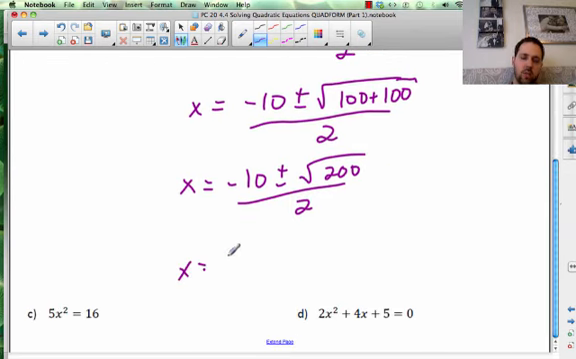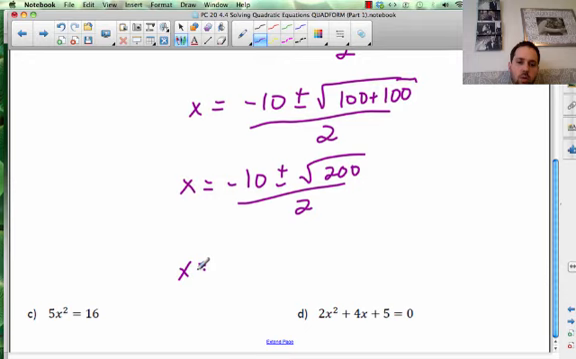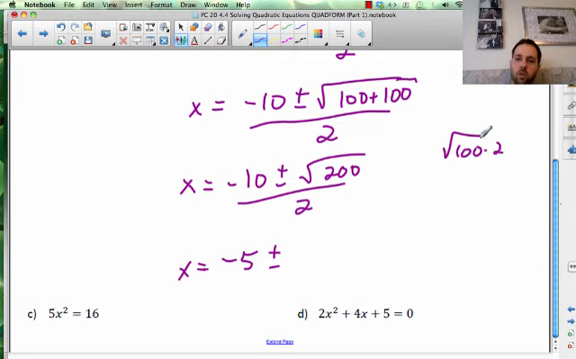and x equals, now negative 10 divided by 2 is negative 5, okay, and then root 200 is the root of 100 times 2, and 100 has a perfect root and it's 10. 2 is prime, so we have to leave it under here, so this can be written as 10 root 2. So we go plus or minus 10 root 2, and this one is still over 2 because we only divided this one off so far. We haven't divided this one by 2 yet.